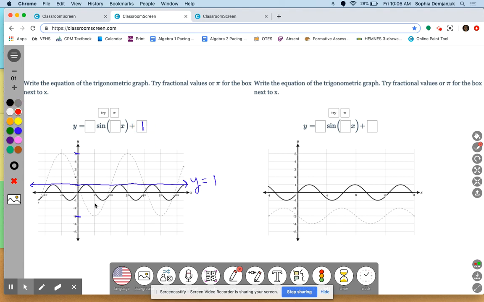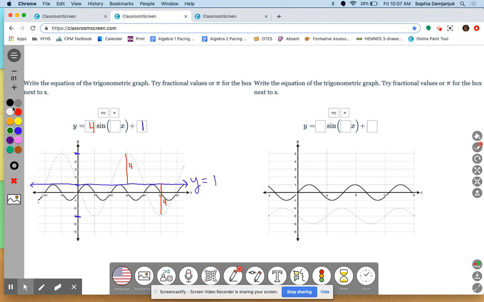The next thing that we can find is the amplitude. Going from the midline to a maximum, that took 1, 2, 3, 4. You can do the same for going from the midline to a minimum, and it was 4 units again. So A, right out in front of sine, is 4.